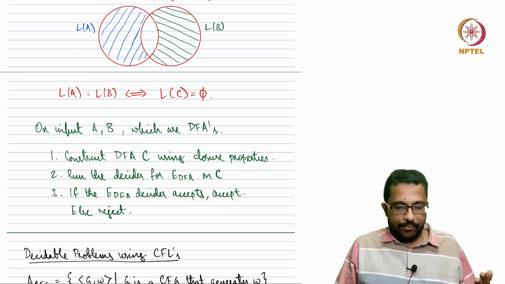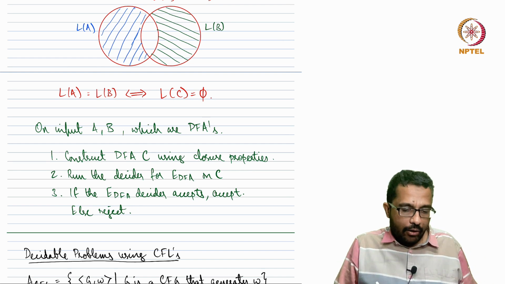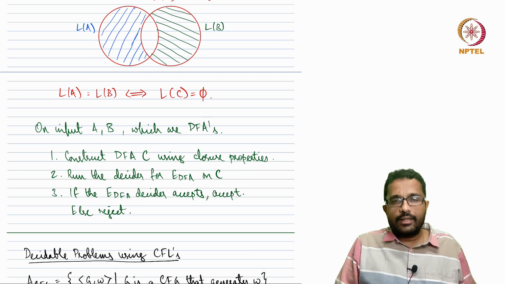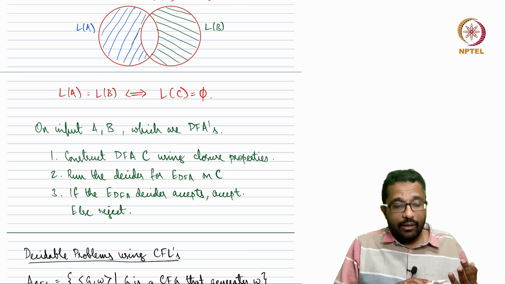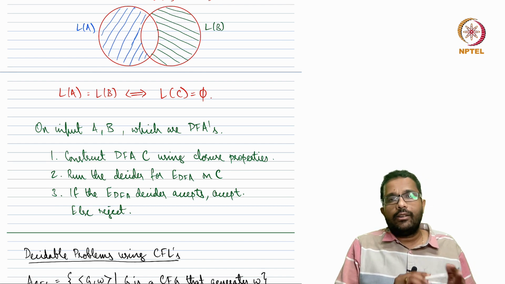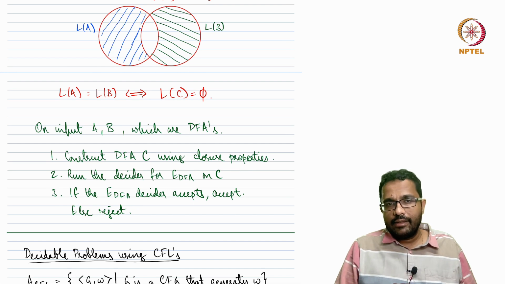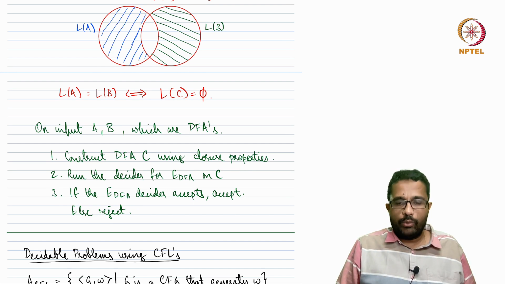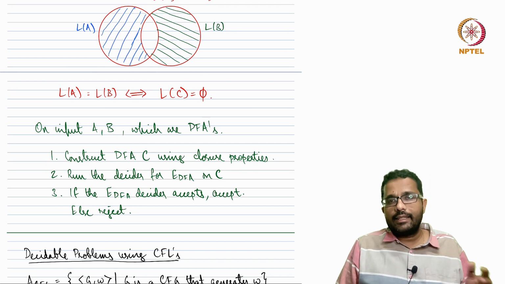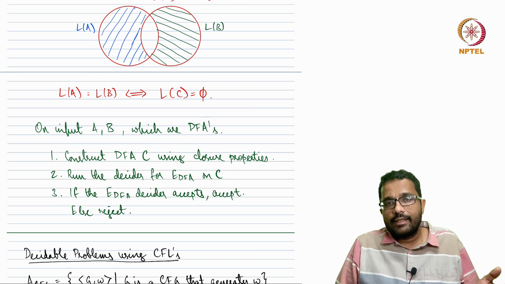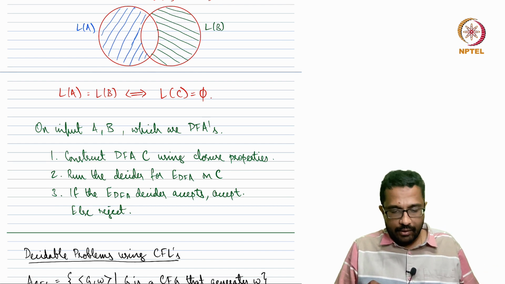So that's it. Even though I explained a lot, the procedure is very simple. You construct a DFA C using the closure properties, run the decider for E-DFA on C. If E-DFA accepts, we accept, and if E-DFA rejects, we reject. And the E-DFA decider will certainly accept or reject, right, because it's a decider, it cannot loop.